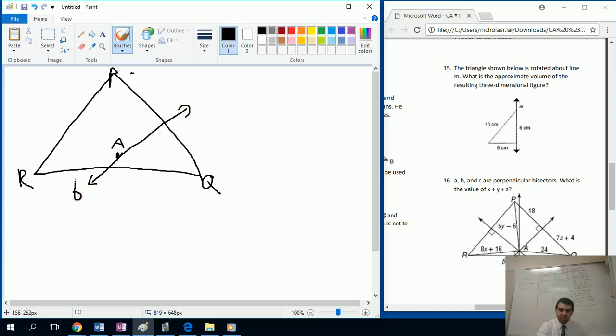So you have B, you have A, so it's going to go through A, and then you're going to have C. A, B, and C are perpendicular bisectors. What is the value of x plus y plus z? So you need to find x plus y plus z.